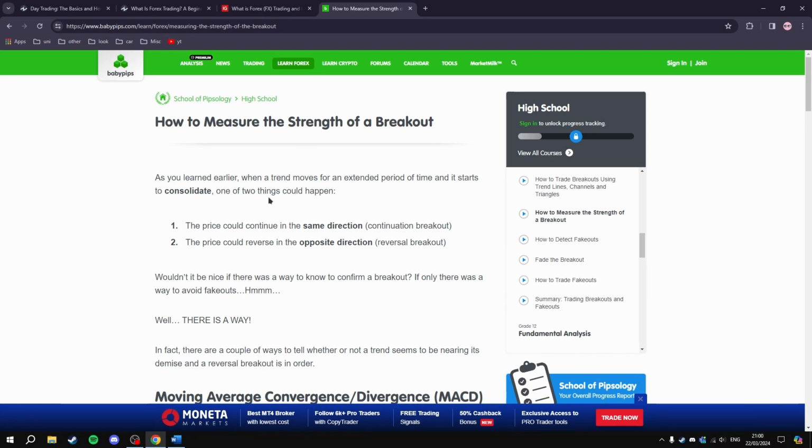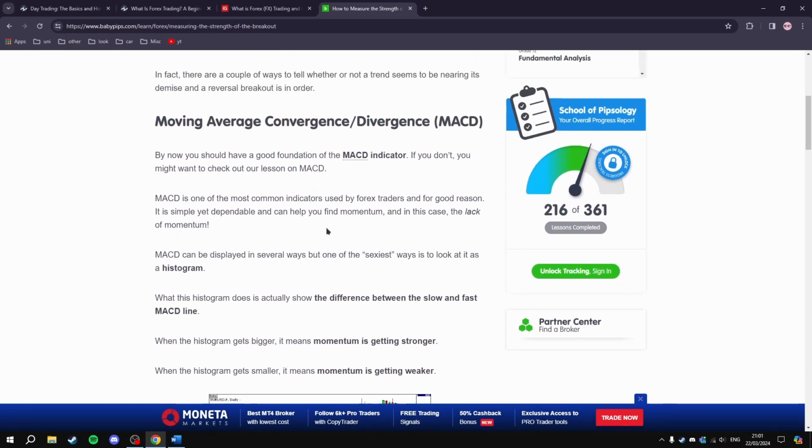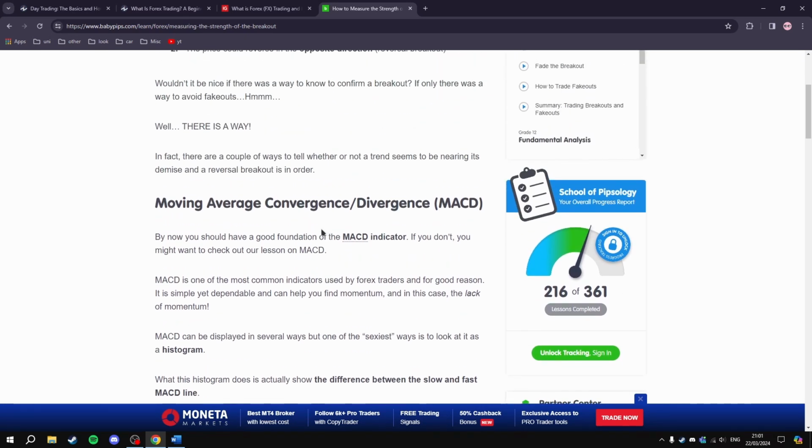In the last video we went through how to measure the strength of a breakout. After a consolidation, a breakout could happen, and it could either be a continuation breakout, which is the price going in the same direction as before consolidation, or a reversal breakout, which is the price going the opposite direction. We learned how to spot a trend, whether it seems to be nearing its demise, and a reversal breakout is in order.